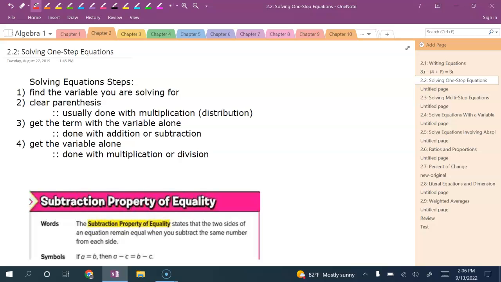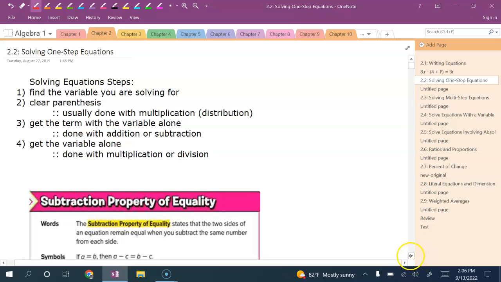Now, there's a lot of properties that I'm going to go over in this section, and they're all going to say very similar things. They're all going to say something along the lines of, whatever you do to one side of the equation, you have to do to the other side of the equation. Remember, sides of the equation are based on where your equal sign is. The equal sign divides the equation into two parts, the left side and the right side. So if you multiply or subtract or add something on the left side of the equation, then you also need to do the same thing on the right side of the equation.